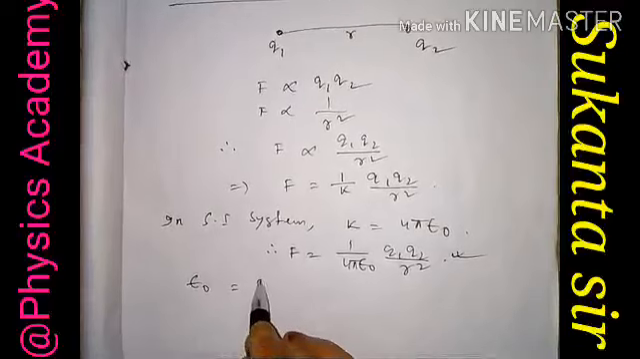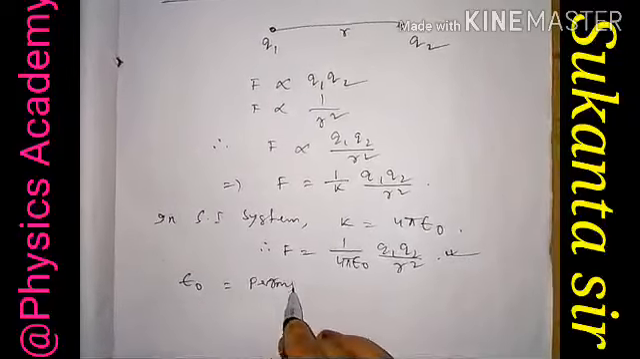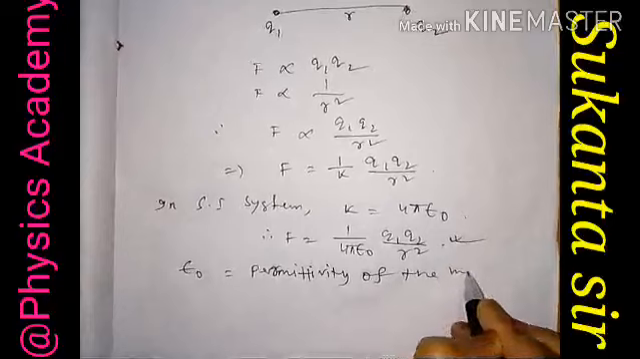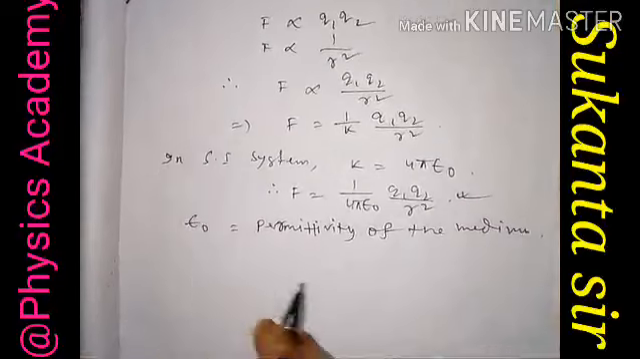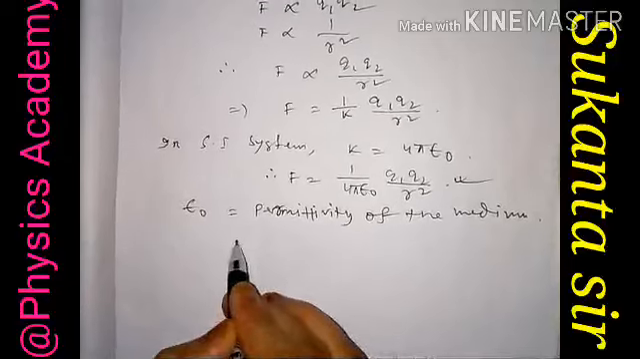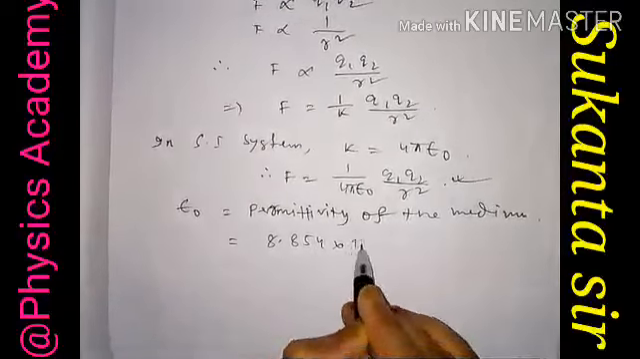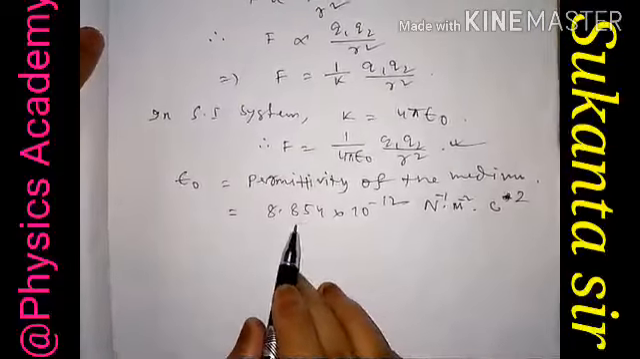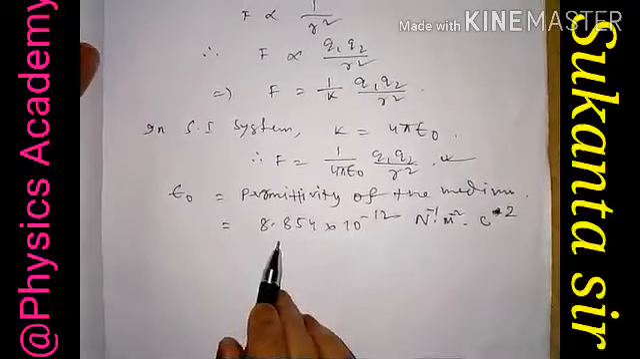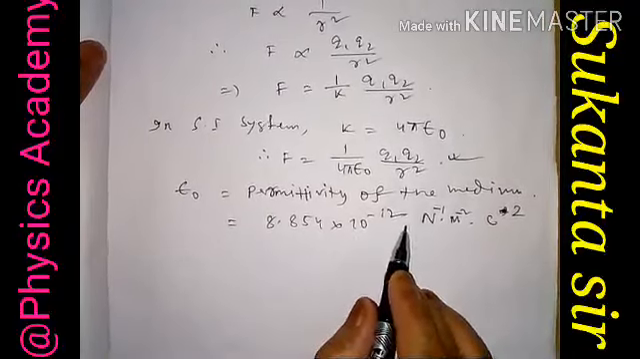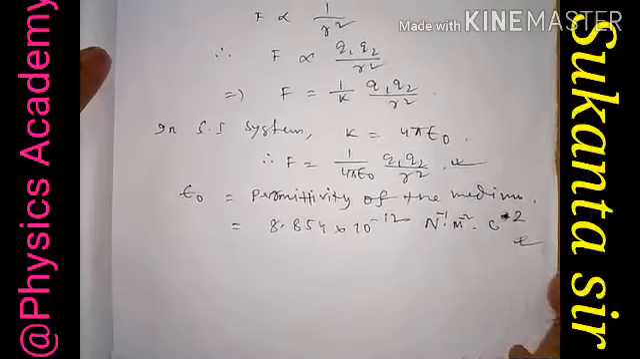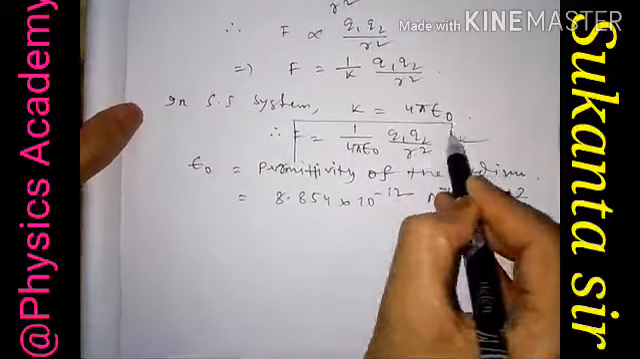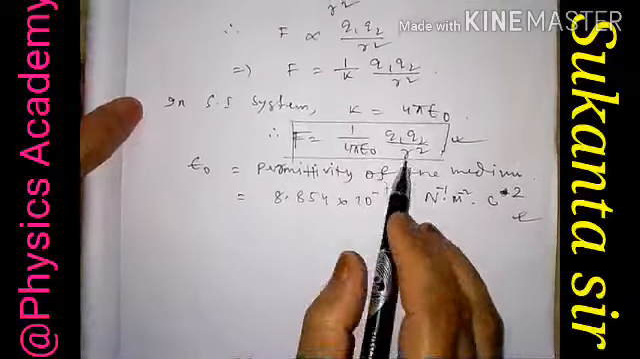This epsilon 0 is called the permittivity of the medium, whose value is 8.854 into 10 to the power minus 12 Newton minus 1 meter minus 2 Coulomb square. By this Coulomb's law, we can find the force between the two electric charges.